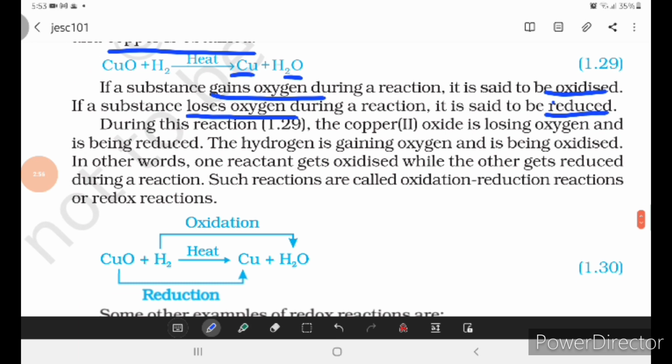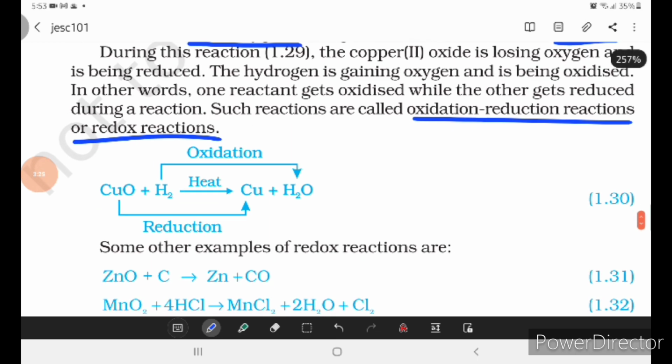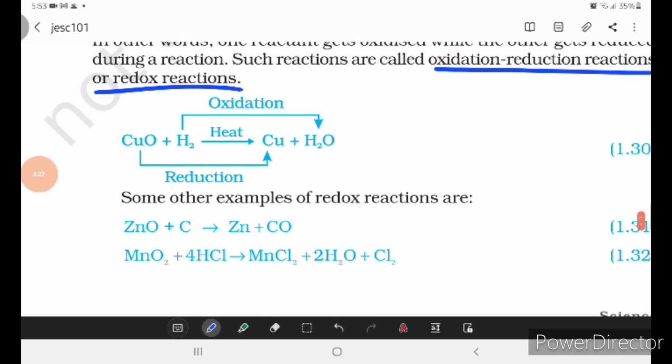During this reaction 1.29, that is the above reaction, the copper oxide is losing oxygen and is being reduced. The hydrogen is gaining oxygen and is being oxidized. In other words, one reactant will get oxidized while the other gets reduced during a reaction, and such reactions are called oxidation reduction reactions or redox reactions, where both oxidation and reduction are associated in the same reaction.